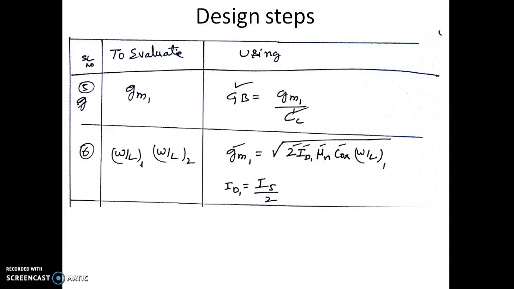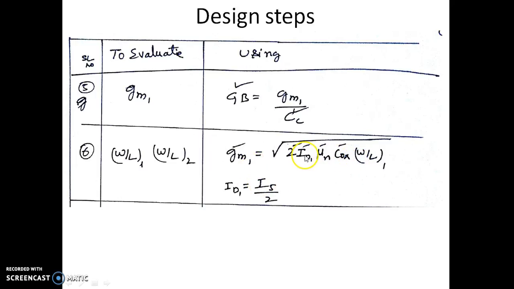Next we need to find W/L of 1 and W/L of 2. M1 and M2 are the MOSFETs that are part of the differential amplifier, so both dimensions are always the same for perfect matching. We know that GM1, the earlier parameter which we already found, is given by square root of 2 ID1 mu n Cox into W/L of 1. So here we know all the parameters except W/L of 1.